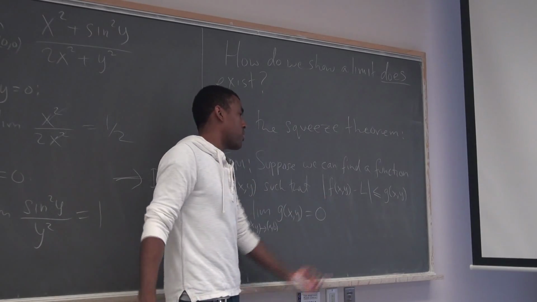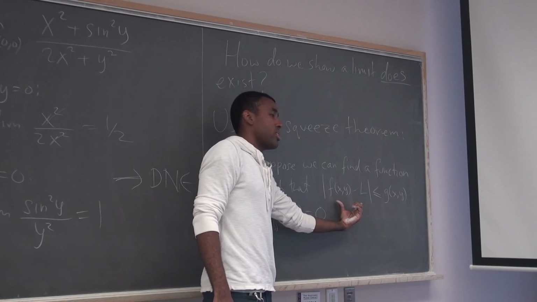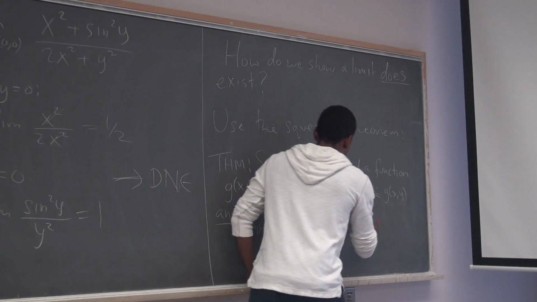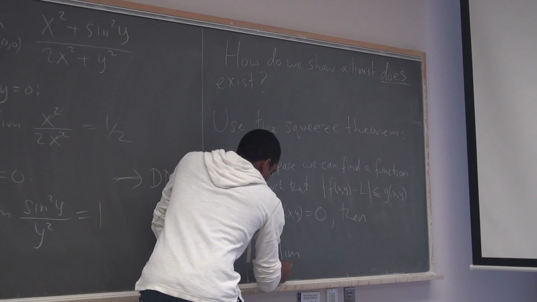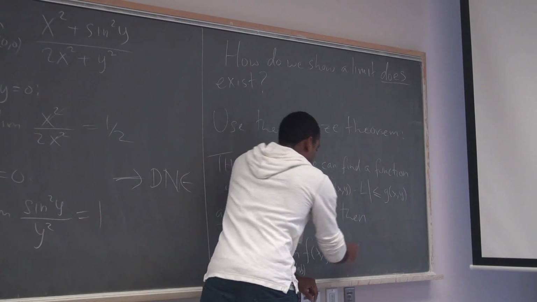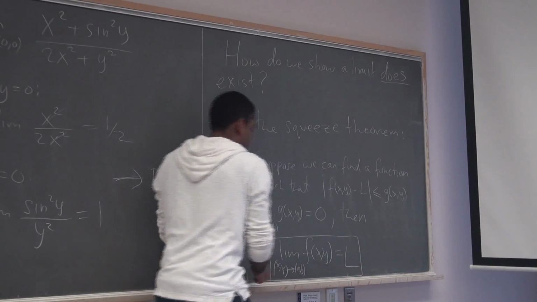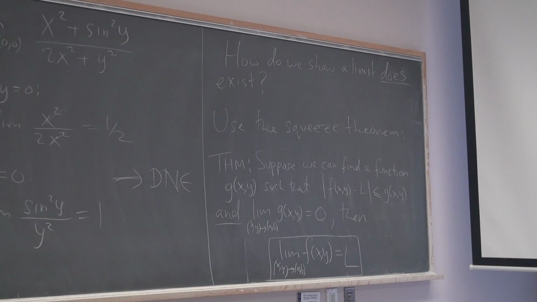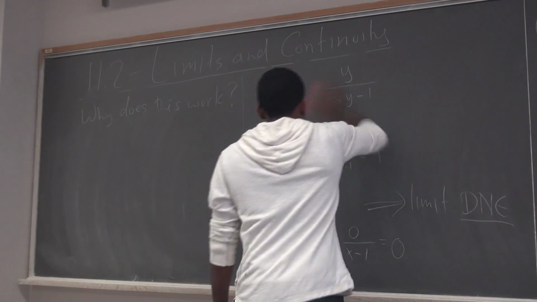So given some function, suppose I can find another function, which I'm going to call g, such that this relationship is true. And at the same time, if I take the limit, it goes to 0. Then the limit as x, y approaches a, b of f of x, y will actually be equal to this value L. And that's as good as proving it works for an infinite number of directions. Why? Why does this work? How can we check an infinite number of directions like a boss with that?